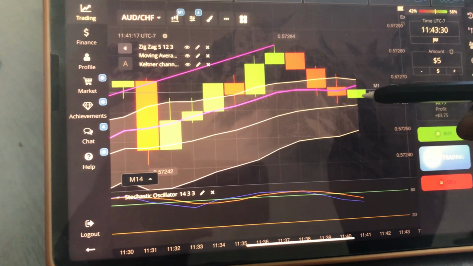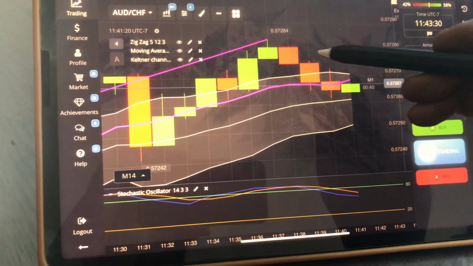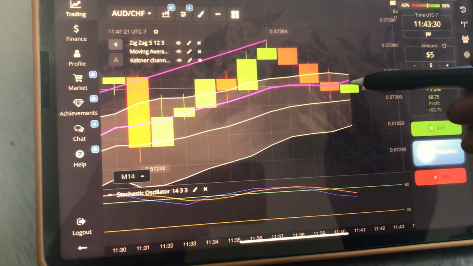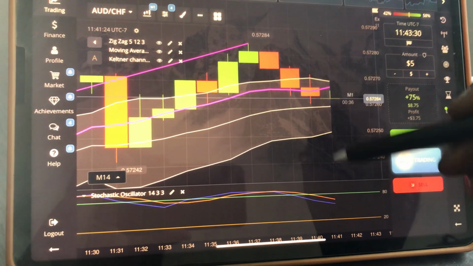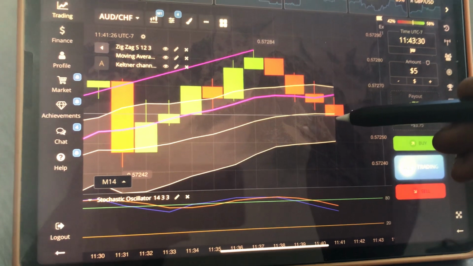One, two, three. So once this one closes below that one, then I was right. Now it can go this way, or it can go that way. See? Oh, look at that. I told you.